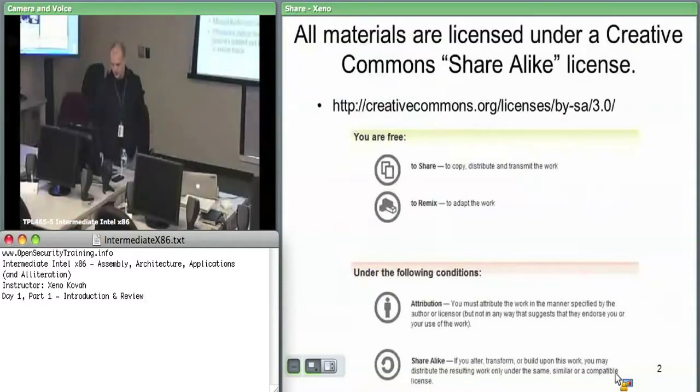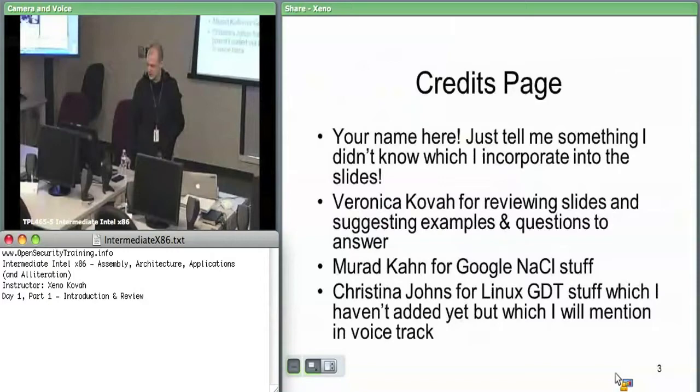All right, so first, some credits for people who've contributed information in this class, or helped to review it, like my wife. If you have any ideas, or bring up any questions that lead to new information that I hadn't previously covered, I'll credit you for telling me stuff that I incorporated into the slides.